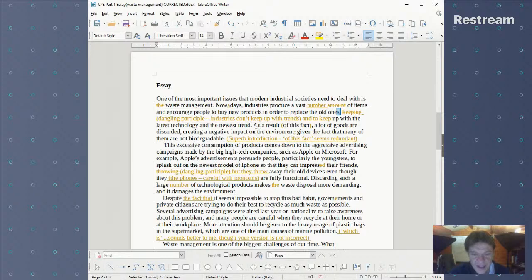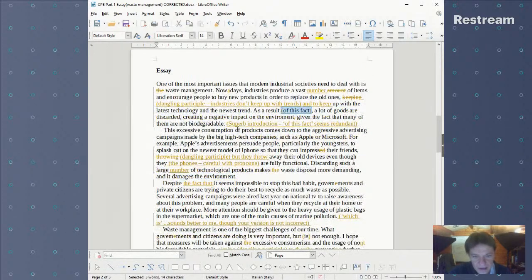As a result, you don't really need of this fact. You can just say, as a result, a lot of goods are discarded, creating a negative impact on the environment, given the fact that many of them are not biodegradable. Now, I liked that. I like the introduction here. I do recommend getting rid of anything that seems redundant, that you can get rid of and it still makes perfect sense without it. And so I recommend getting rid of this fact.